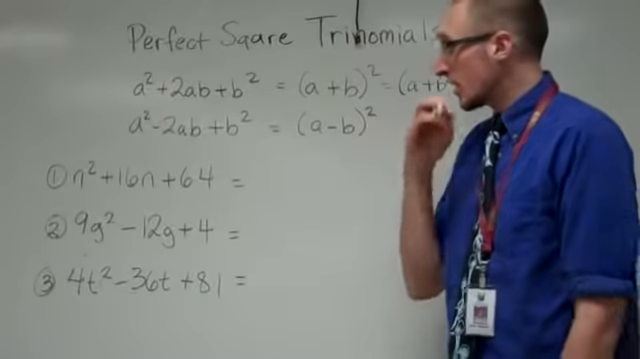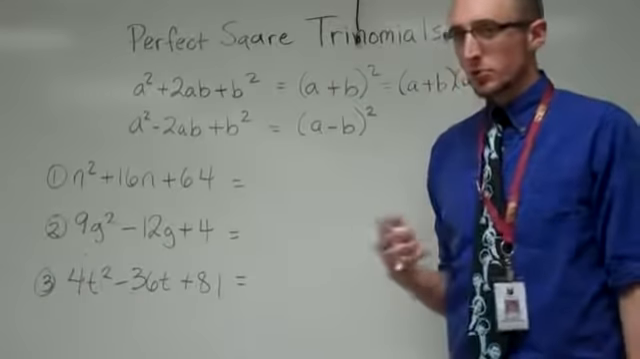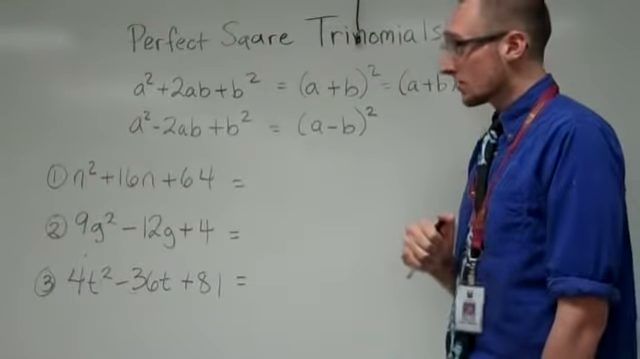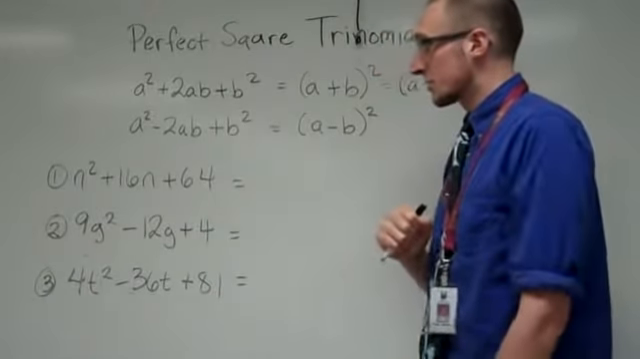Here's the difference. What we can do is actually use that, because these are perfect square trinomials. We can use that to help us factor certain types of trinomials. So let's do number 1, for example. Here we have n squared plus 16n plus 64.